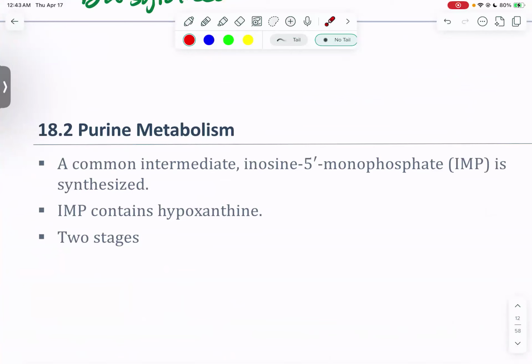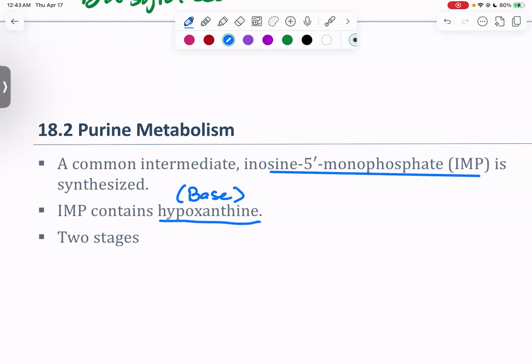So we have a common intermediate. We talked about that. Our common intermediate is going to be our inosine 5 monophosphate, and that's what we're going to make. An inosine monophosphate contains the hypoxanthine. Hypoxanthine, we said, is the base, right? This is our nucleotide. So just keep those things straight in your brain.